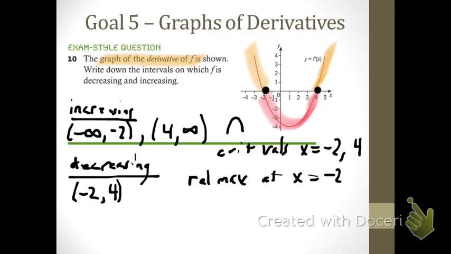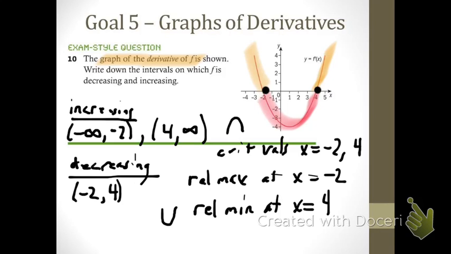Without the actual equation of the function, we can't determine what its y-coordinate is, but we know there's a relative maximum there. Similarly, when x equals 4, the function switches from decreasing to increasing because the first derivative switches from negative to positive. If you switch from decreasing to increasing, that's like this. That's going to be a relative minimum value at x equals 4. Hopefully that makes some sense.